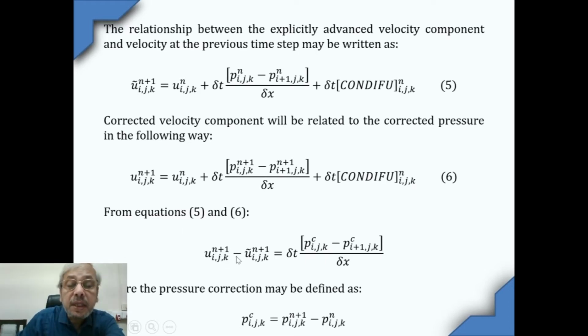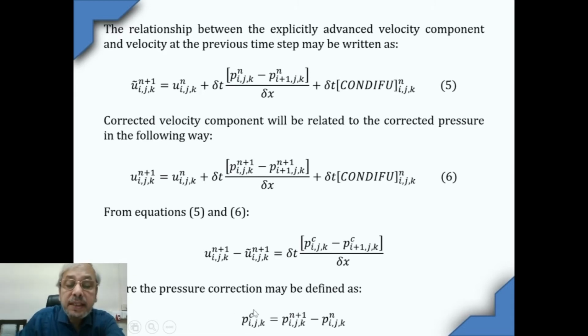Uijk at a level n plus 1 minus Uijk provisional, that means n plus 1 tilde, equals delta t into Pijkc minus Pi plus 1 jkc by delta x. Simply, Pijkc means pressure correction. Pressure correction at each cell is pressure at the n plus 1th level minus pressure at the nth level. So Pijk at n plus 1 minus Pijk at n is Pijkc.